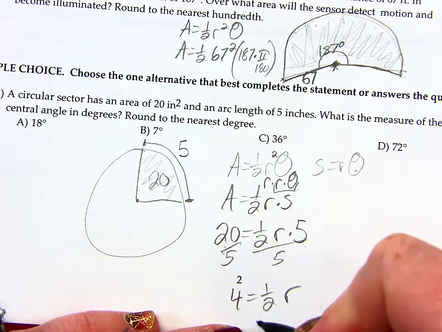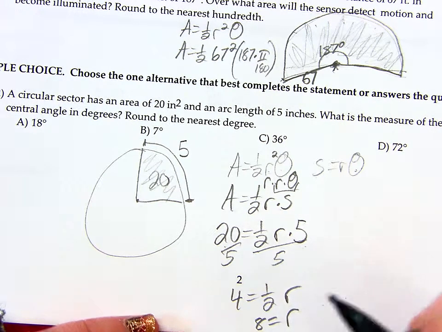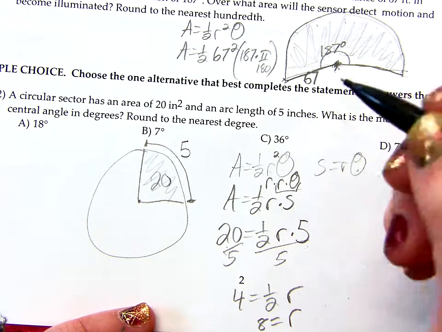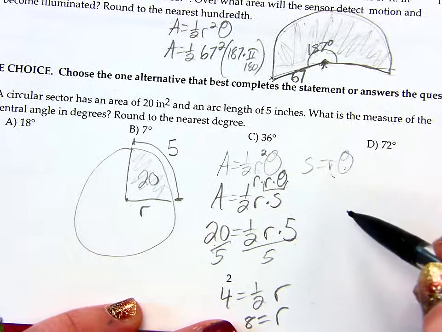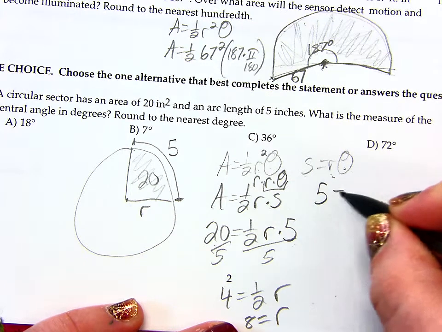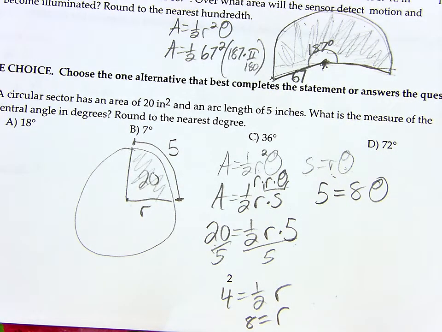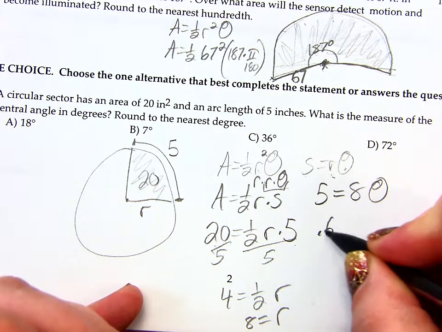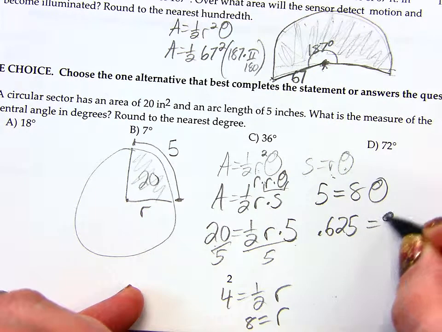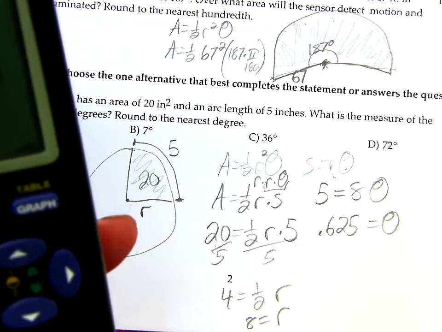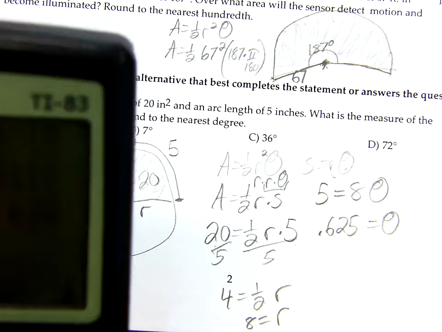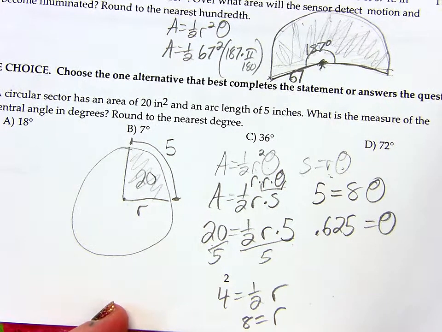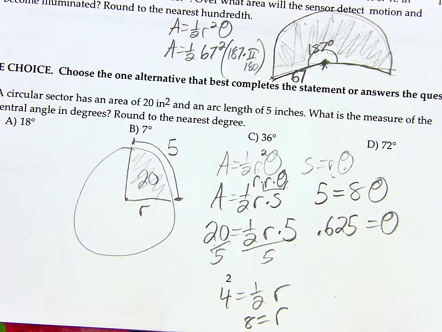So I get 8 equals R. But, no, I'm not done, because that still didn't give me theta. But now I have enough over here to find out what theta is. S is 5, R is 8. Theta will be 5 divided by 8. 0.625, but now I just need to change those radians into degrees. Times 180 over pi. I bet it's 36. Bet you're right. See, look at that. We got it right without doing any work.